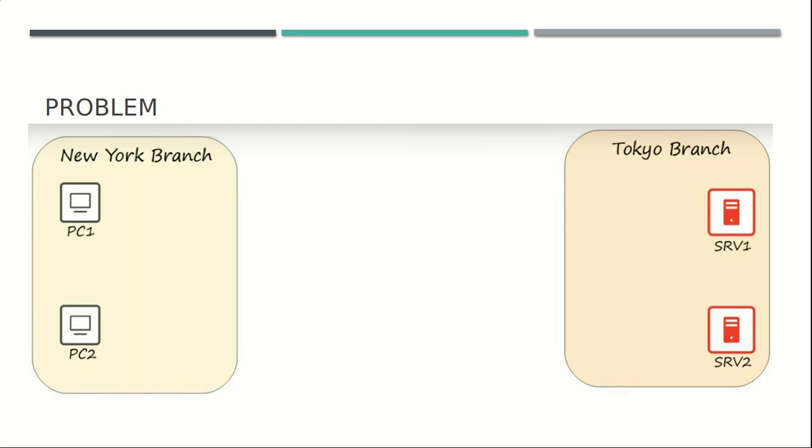We have a little problem here. We've got two branches. I would like to build a network for my business in New York, and I would like to build another network in Tokyo, where my servers are. And then I've got my little workstations in New York. I need an individual network in New York, and I need an individual network in Tokyo.